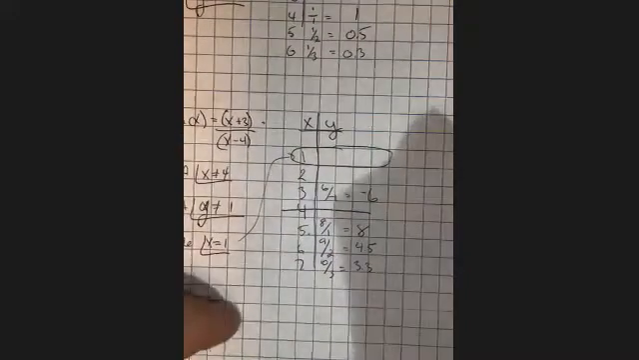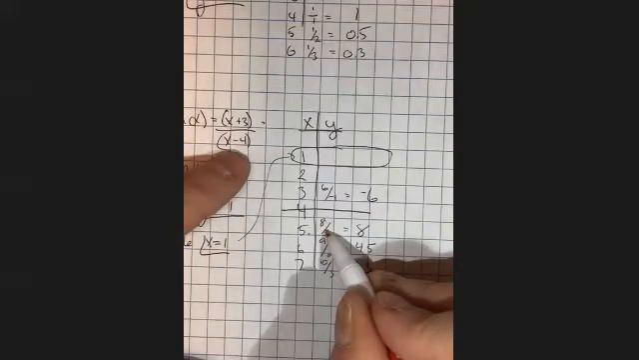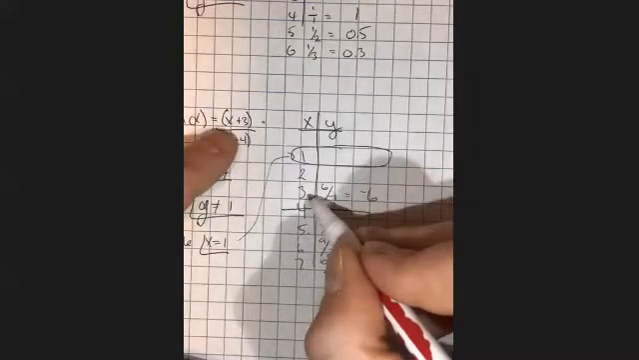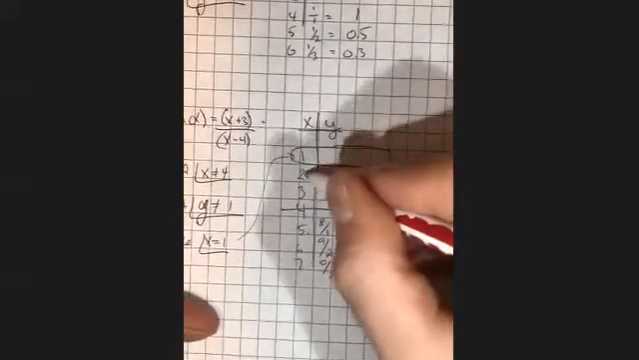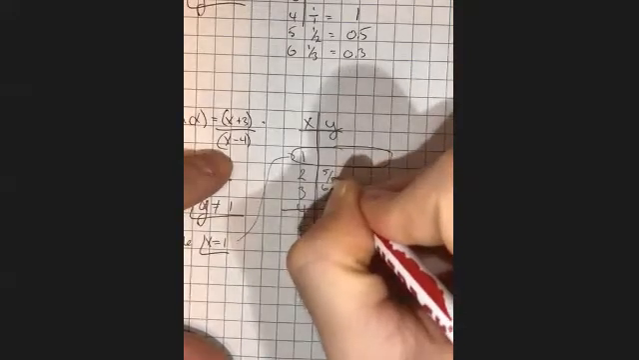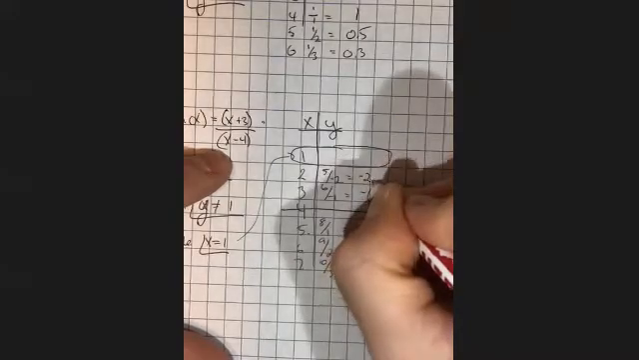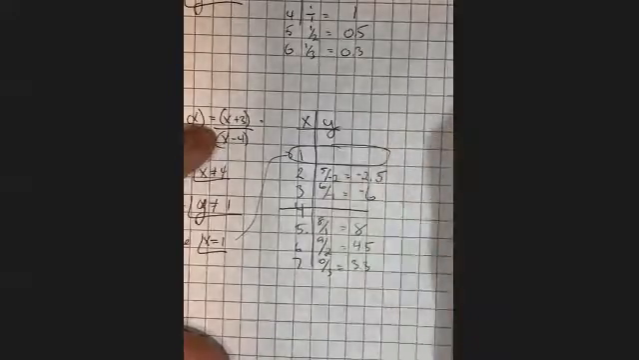Did I do that right? Let's double check. Let's plug in a 5. 5 plus 3 is 8. 5 minus 4 is 1. 8, yeah, okay. 3 plus 3 is 6. 3 minus 4 is negative 1. Negative 6. Okay, cool. If I plug in a 2, 2 plus 3 is 5. 2 minus 4 is negative 2. That's going to be a negative 2.5. Oh, there we go. I had it backwards in my head originally.